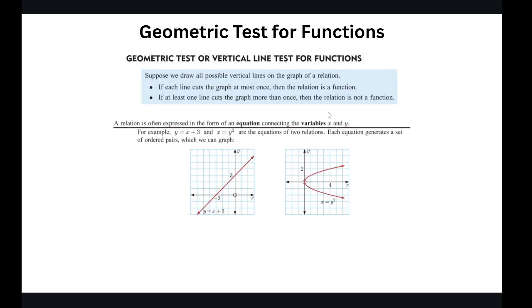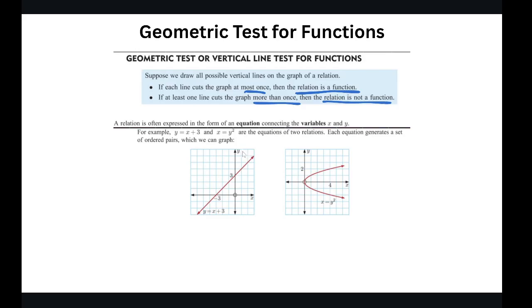The easier way is the geometric test, or vertical line test for functions. Here we draw every possible vertical line on the graph of a relation. And if each line cuts the graph at most once, then the relation is a function. And I'll draw this out for you. If at least one line cuts the graph more than once, then the relation is not a function. So I'll show you how to do it over here.